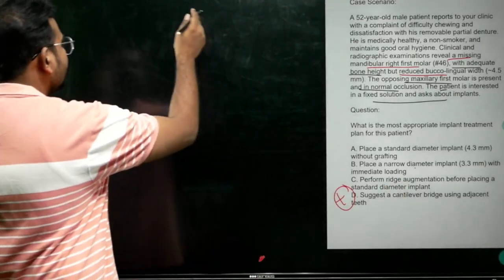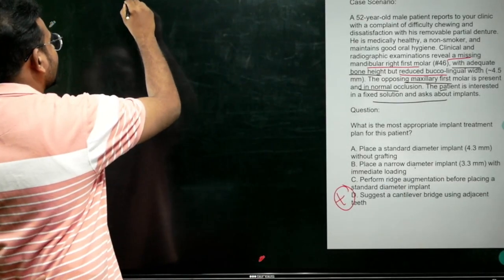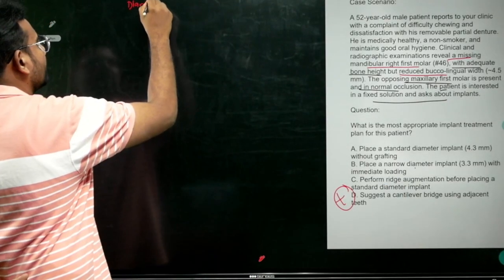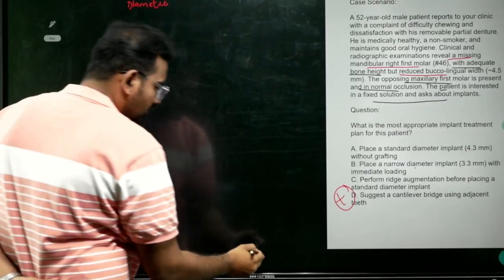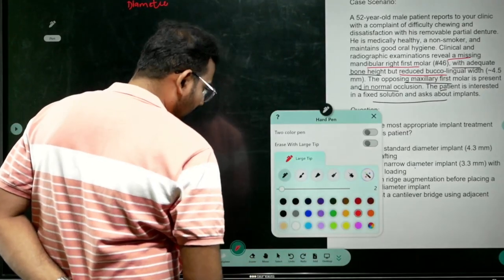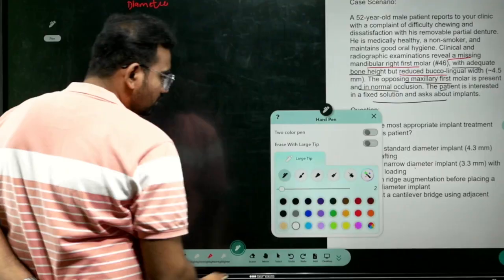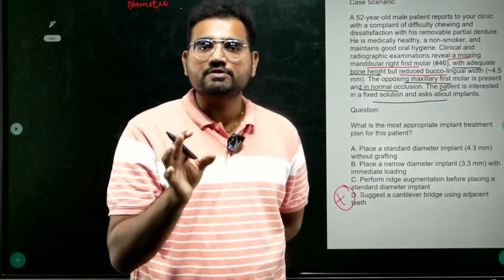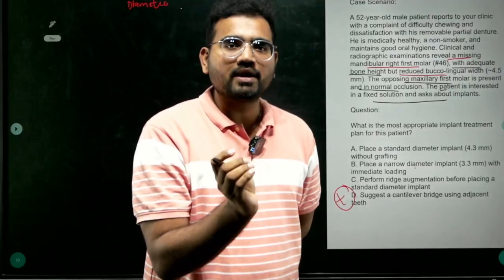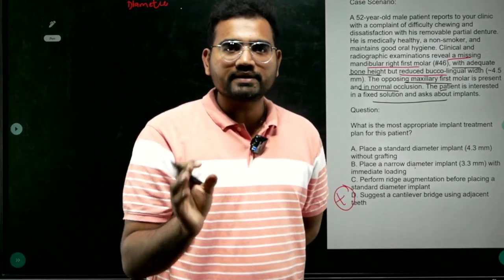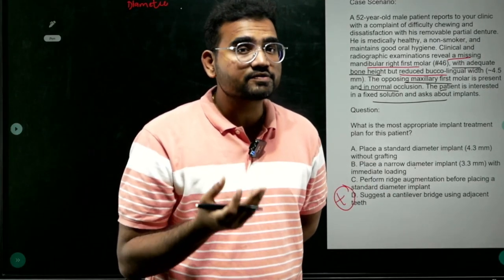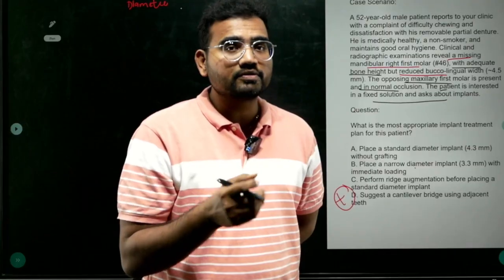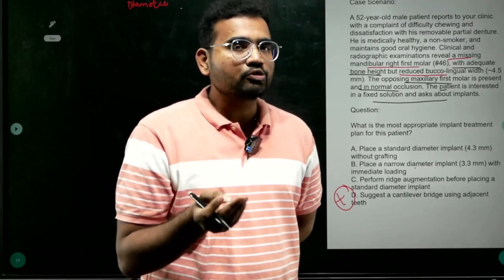Okay, so let me tell you what the various diameters of implants available are. But before moving on, I'd like to tell you one thing. When you refer to something, refer to it from standard textbooks. Don't refer to a random article. A random article will not have that much evidence for you. Okay, when you refer to a good textbook, I'm going to talk about Misch.